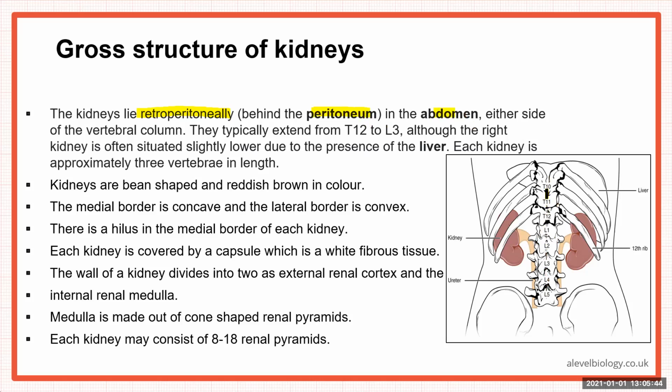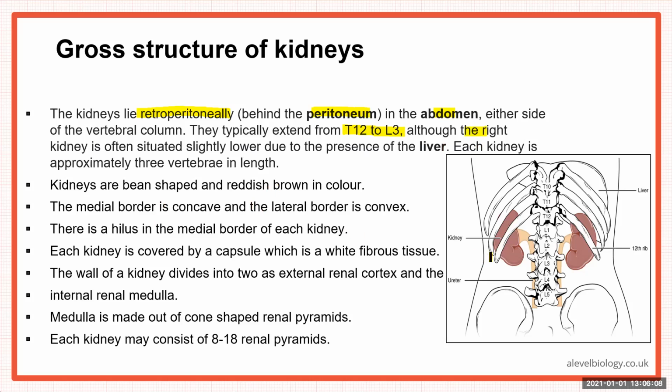These are the thoracic vertebrae named T10, T11, T12, and the ones starting with L are the lumbar vertebrae, right? A typical kidney is around 3 vertebrae long. It ranges from T12, the 12th thoracic vertebra, to the third lumbar vertebra, right? And the right kidney is a little lower compared to the left one because of the liver, right?